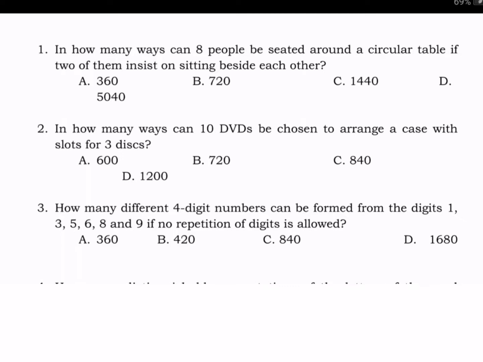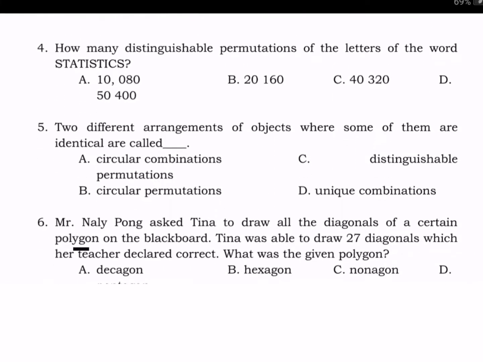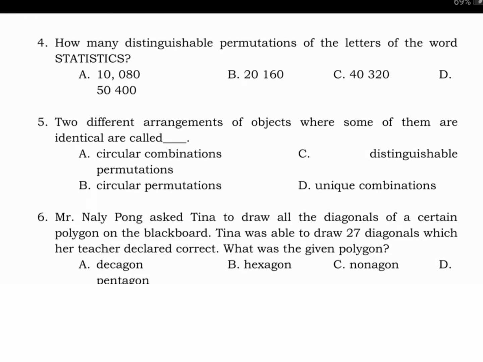For number 3, how many different 4-digit numbers can be formed from the digits 1, 3, 5, 6, 8, and 9 if no repetition of digits is allowed? The answer is A, 360. How many distinguishable permutations of the letters of the word statistics? The answer is D, 50,400. Number 5. Two different arrangements of objects where some of them are identical are called blank. The answer is C, distinguishable.